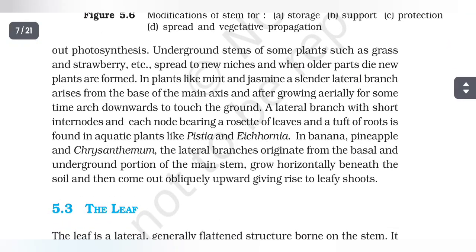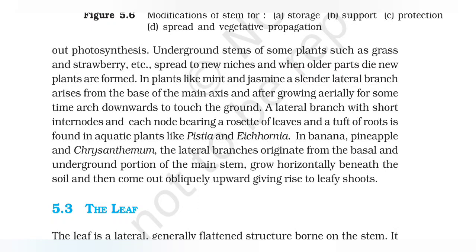out photosynthesis. Underground stems of some plants such as grass and strawberry spread to new niches, and when older parts die, new plants are formed. In plants like mint and jasmine, a slender lateral branch arises from the base of the main axis and, after growing aerially for some time, arcs downwards to touch the ground.